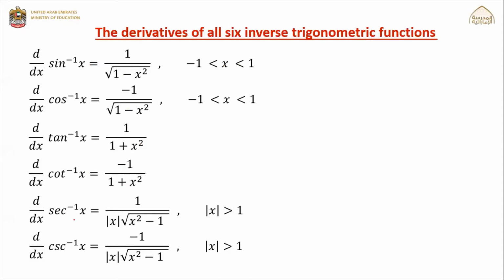And derivative for secant inverse x is 1 over absolute value of x times radical x squared minus 1, with absolute value of x greater than 1. And as you know, that means x greater than 1 or x less than -1. Also, derivative of cosecant inverse x, it's -1 over absolute x times radical x squared minus 1, with absolute x greater than 1.